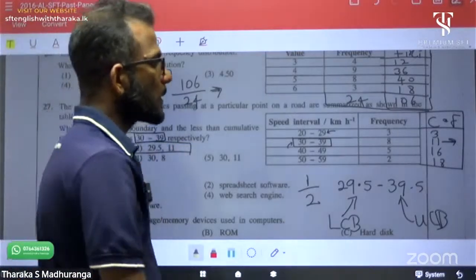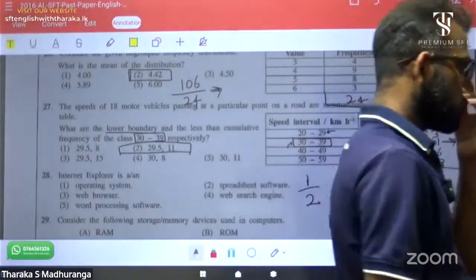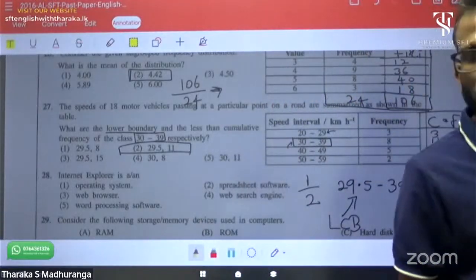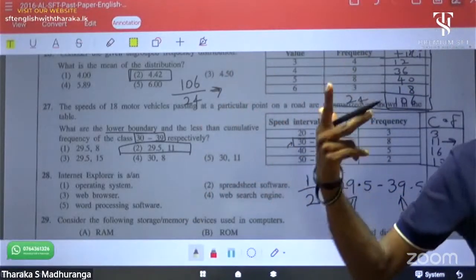Any doubt? Very simple. Now, if you got these two answers, you have 2 marks.